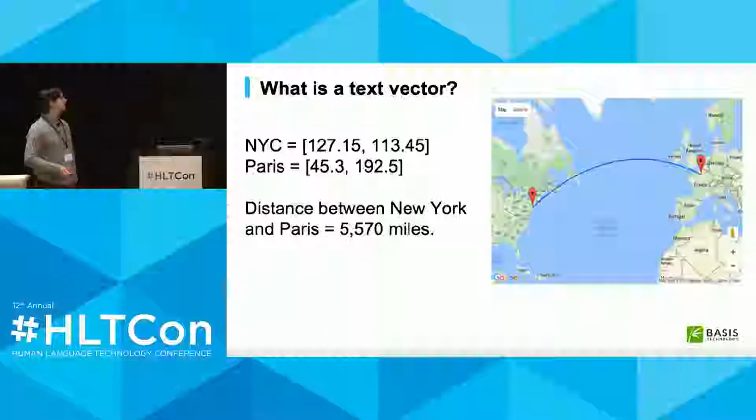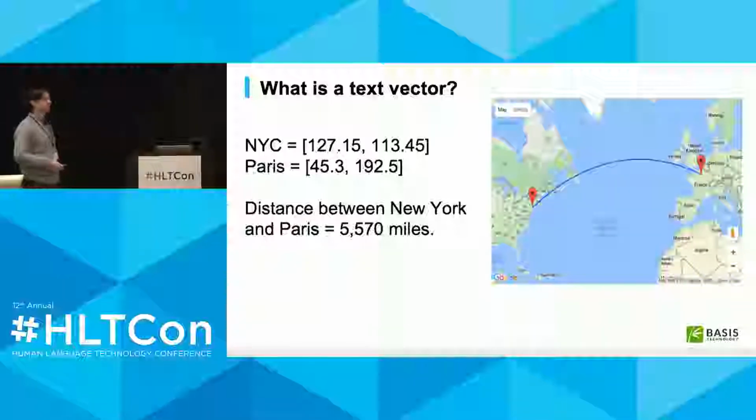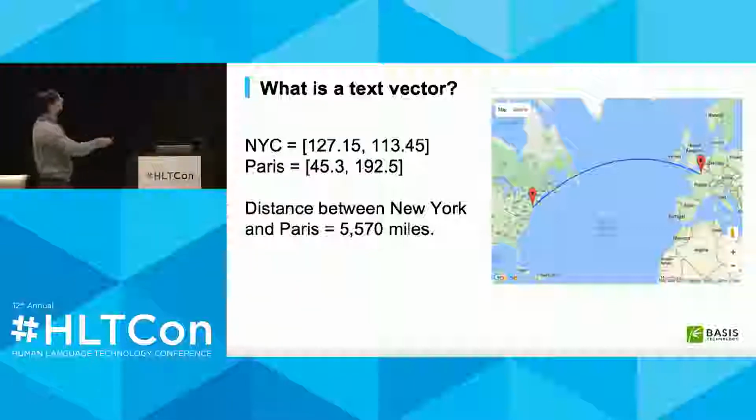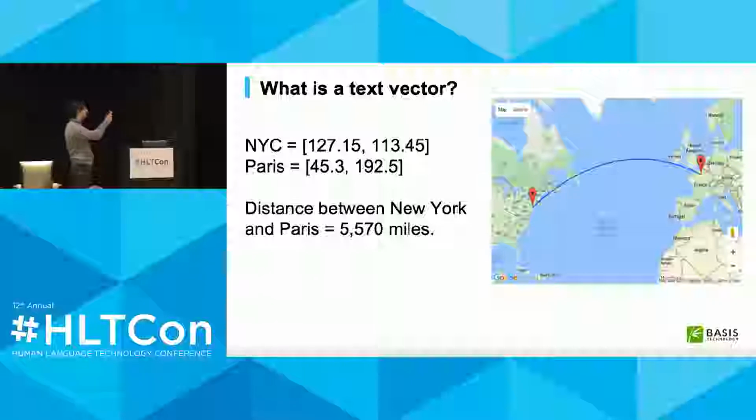And the best way to understand this is to think about latitude and longitude. Now, if I asked you, where is New York City? You could say, it's in New York. But another way to define the location is as what we geeks call a two-integer array. Basically, you have two numbers here, 127.15 for latitude, 113.45 for longitude. Two numbers to represent an idea.